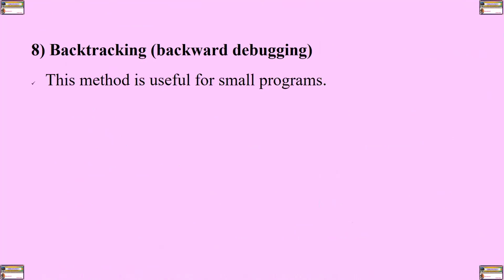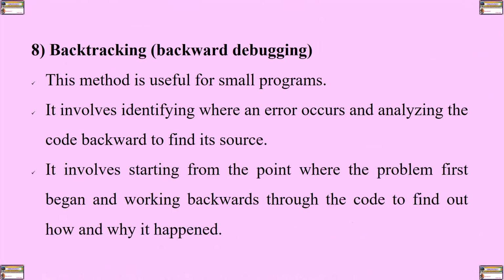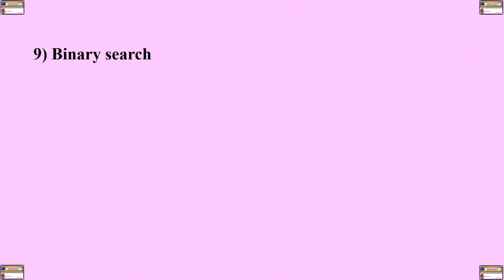The 8th method, or number 8, is backtracking or backward debugging. This method is useful for small programs. It involves identifying where an error occurs and analyzing the code backward to find its cause or its source. It involves starting from the point where the problem first began and working backwards through the code to find out how and why it happened.